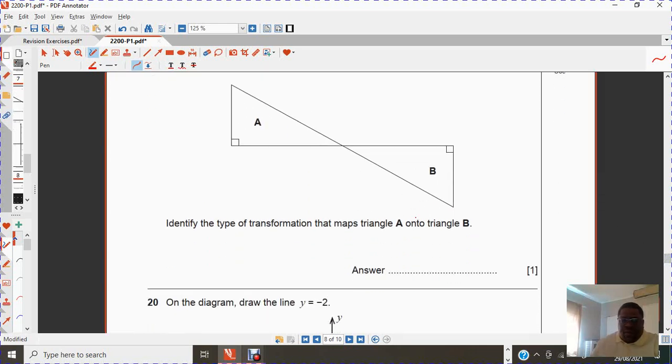Then you have question 19. You're supposed to identify the type of transformation. Well, that is the center, and you see that this point's corresponding point will be there, and this point's corresponding point is here. You realize that it's a straight line, so it's 180 degrees. So this is a rotation of 180 degrees.